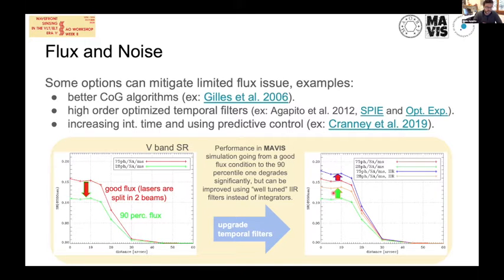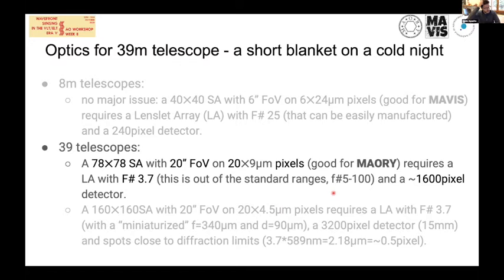90 percentile flux case. Then another thing we want to show you, as many of you already know: when we go to a 39 meter telescope, it's really difficult to get the kind of lenslet array and the kind of detector we want. So it's not really feasible to go for the numbers shown here. For example, there is no 1,600 pixel count detector with all the good parameters. And even getting a lenslet array with a very fast aspect ratio is a challenge.